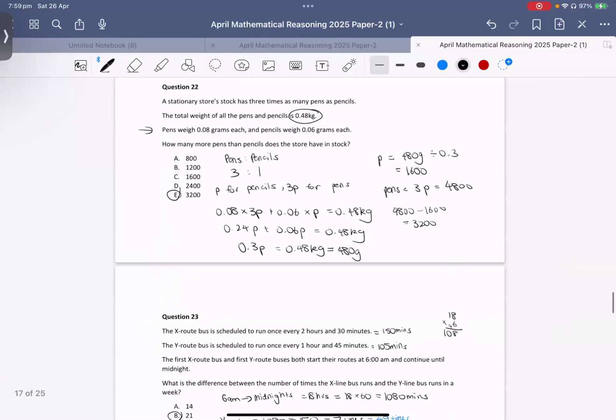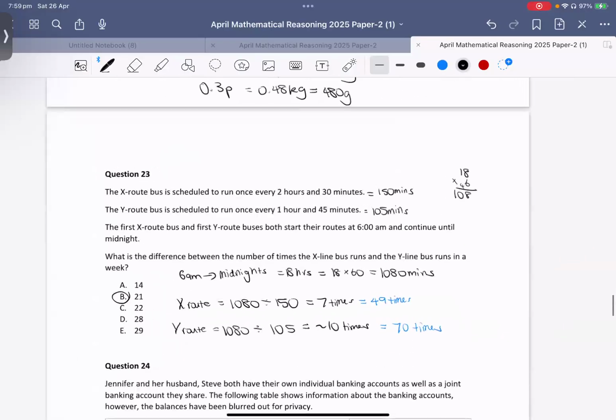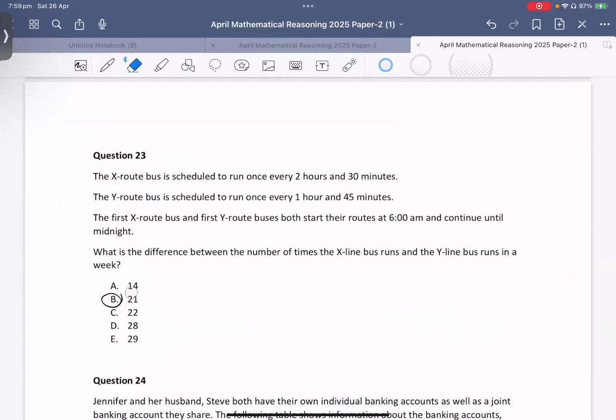Question 23. Okay, so with question 23, we know that the buses both start at 6 a.m. and continue until midnight. So we know that they run for 18 hours in total. And we know that 2.5 hours and 1 3/4 of an hour aren't really exactly easy times to work with. So let's convert everything into minutes just to make our life a little easier.